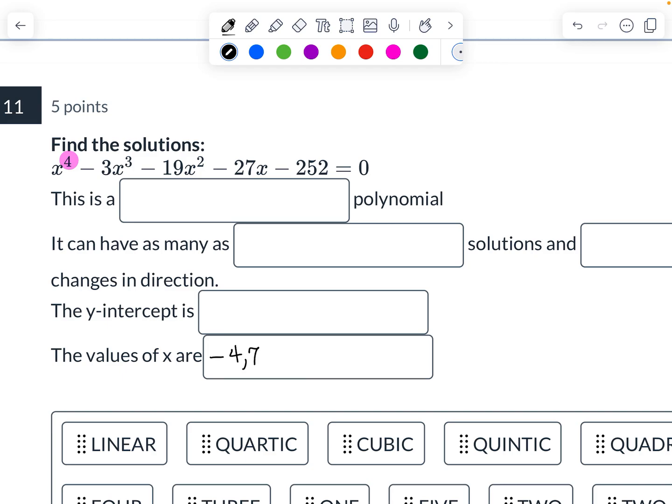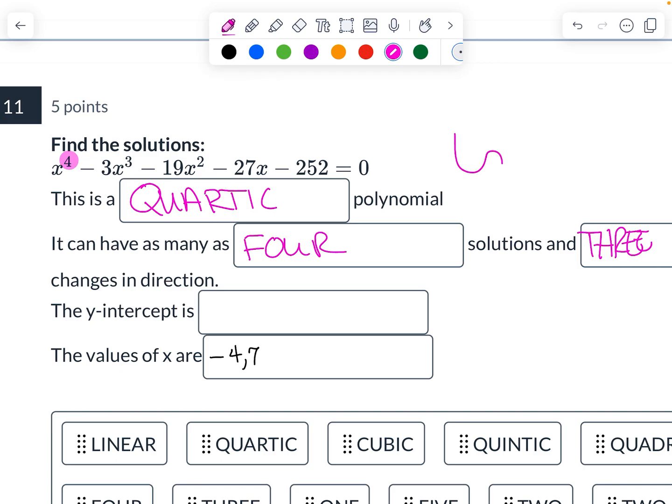This is the fourth power, so this is a quartic, because quart means 4. So we'll have as many as 4 solutions and 3 changes in direction. So it's going to look like this. And the y-intercept is negative 252, so as an intercept it is (0, negative 252). And we know we have 2 out of 4 answers. The other ones must be imaginary because they didn't show up on the graph.